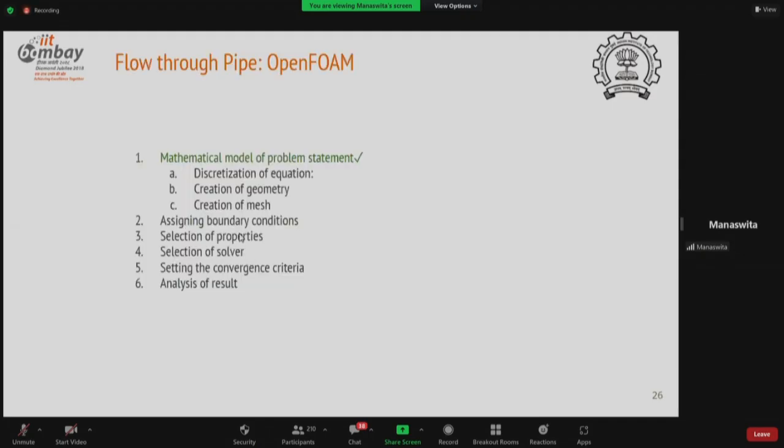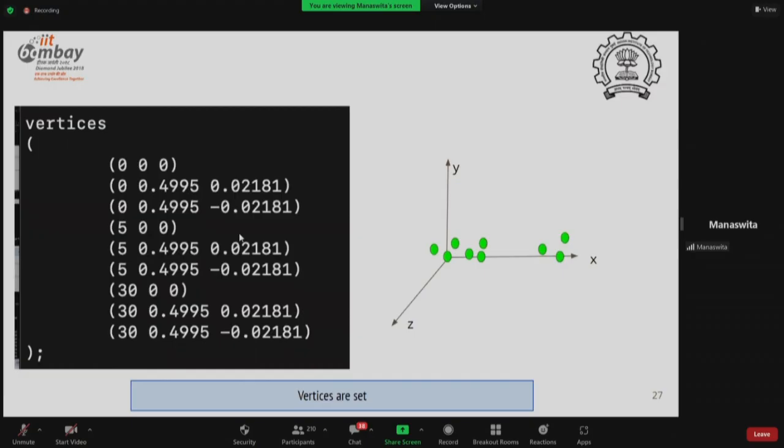Now, in the case file, which you are now familiar with, there are some basic directories: system, constant, and 0, the initial condition, right? And in system, we have the blockMeshDict. In that blockMeshDict, we have to define our geometry for the simple case. There we define the vertices. So here you see it's a Cartesian coordinate system. Using the vertices, we have created a geometry like this, which is a wedge-shaped geometry.